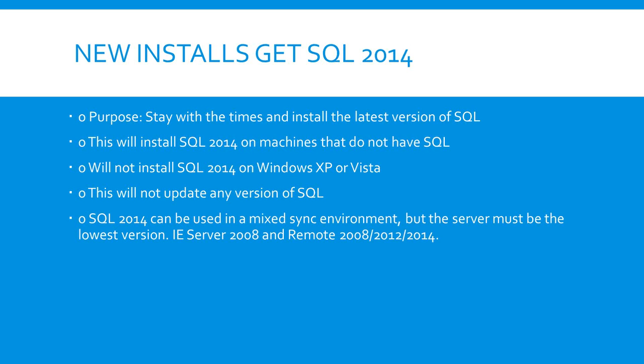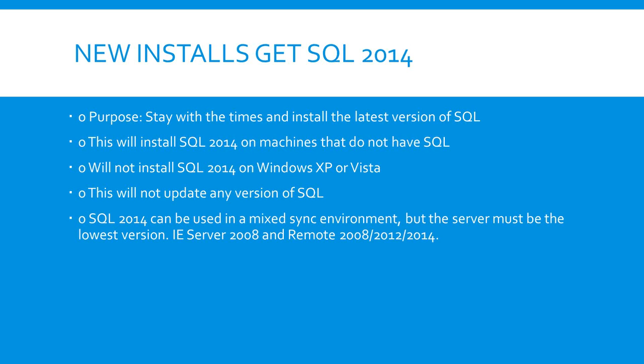But if it's a brand new machine and you install ACT for the first time, it's going to install the most current SQL version. Now, if you've got a mixed environment where lots of people have different machines, you want to put your server at the lowest version of SQL that your other machines can support. So, for example, if you've got some older machines that have to have SQL 2008 or are already running SQL 2008, you want to make sure to put that on the server.